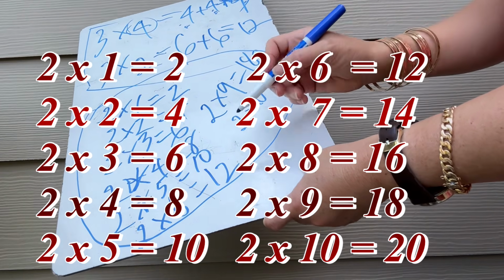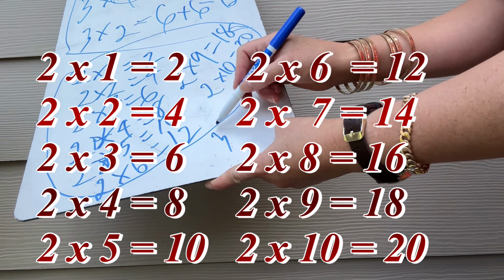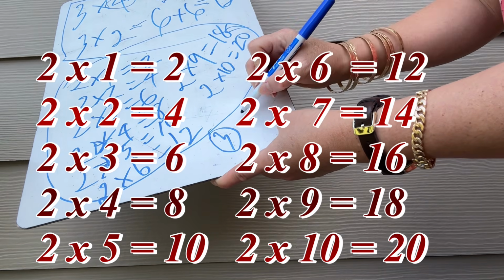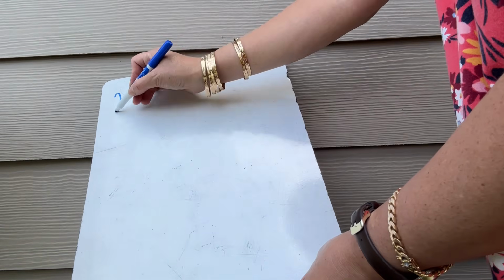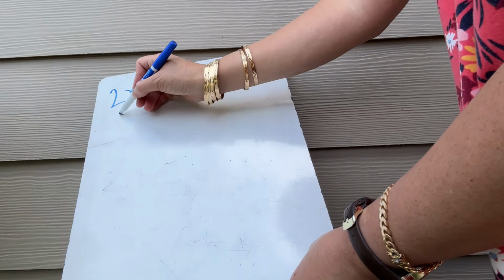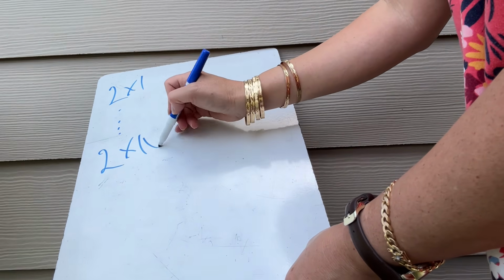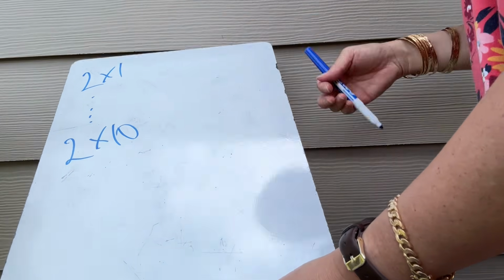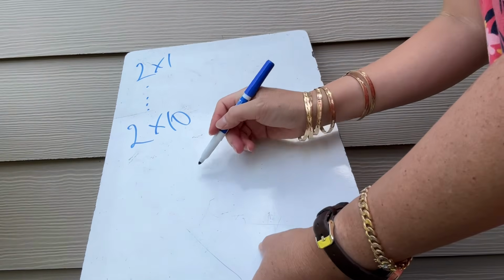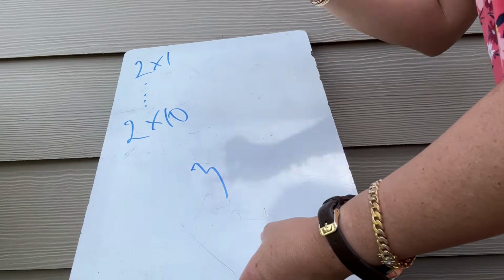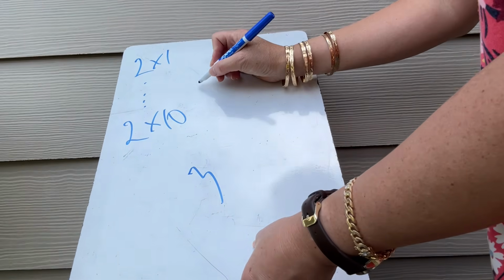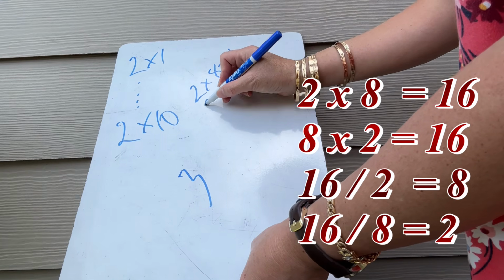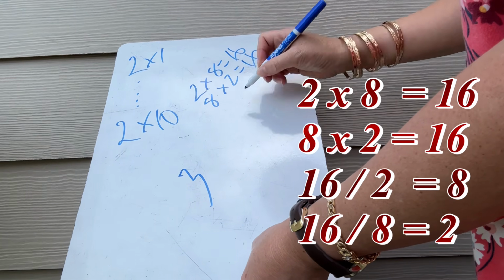Okay, each day do 3 of them. And remember, when you learn those 3, think of the related facts. Like learn the 2. So learn 2 times 1, and then all the way up to 2 times 10. But it doesn't have to be in that order. And if you finish it, go on to the 3. Okay, if you can recall that and the related facts, where if you know that 2 times 8 equals 16, then 8 times 2 equals 16.